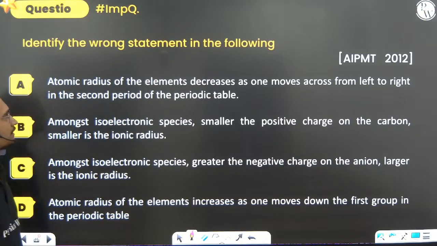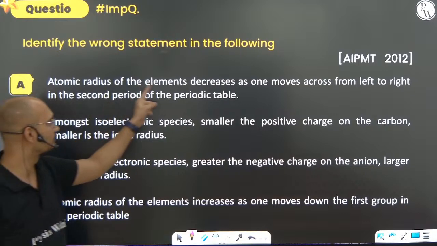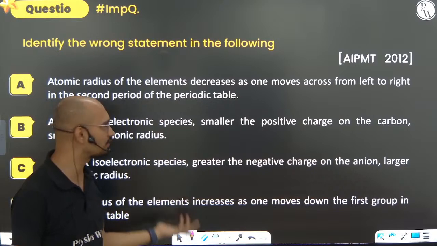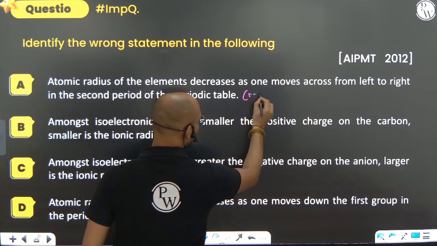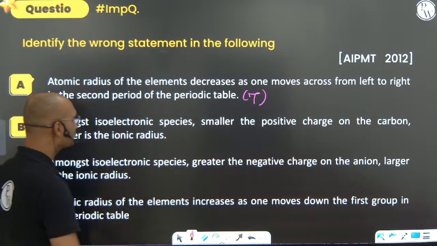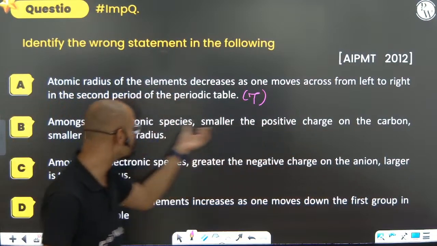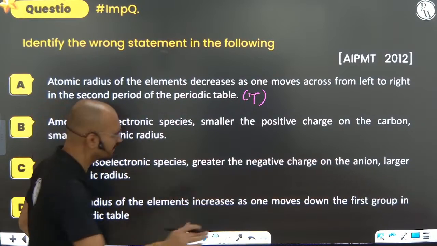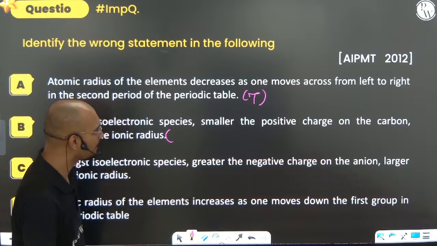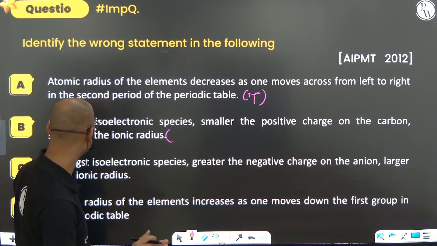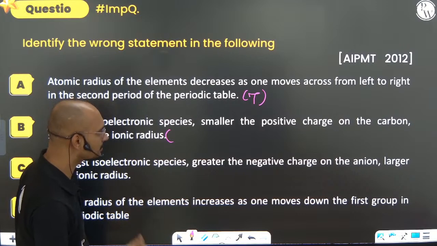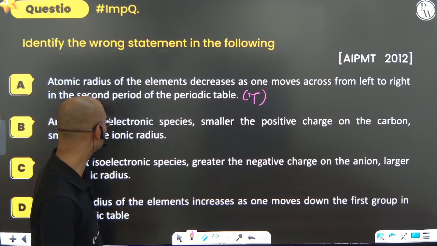Next, identify the wrong statement in the following. Atomic radius of the element decreases as one moves from left to right in the second period. Yes, of course it is correct. So what it is asking is a wrong statement, but this is true. Now, among the isoelectronic species, smaller the positive charge on the cation, smaller is the ionic radius. Yes, whatever the element is doesn't matter. No, the bigger the positive charge, the smaller the ionic radii.